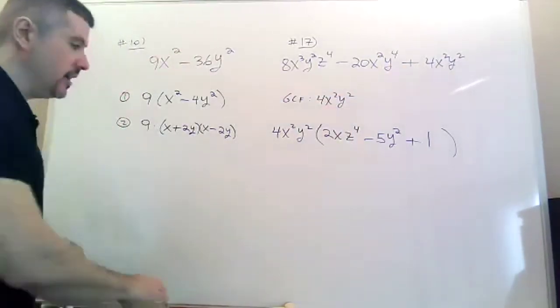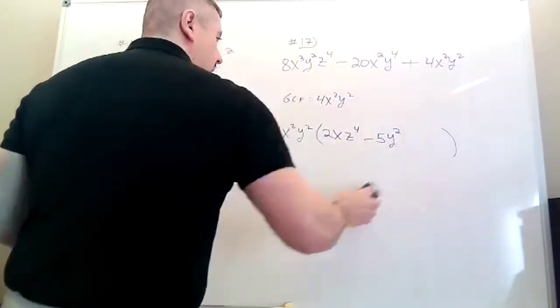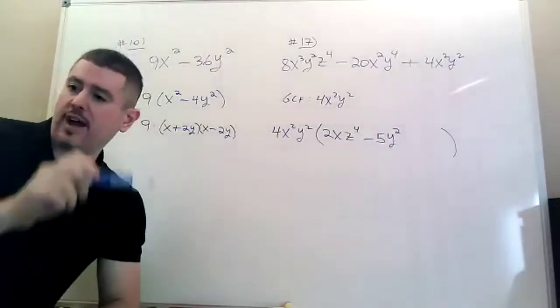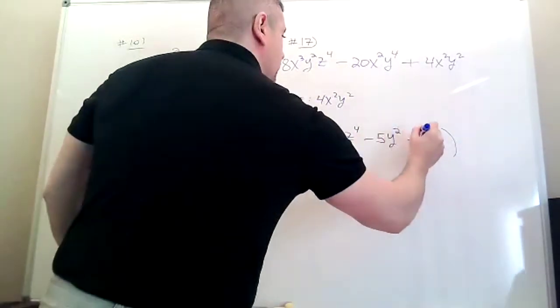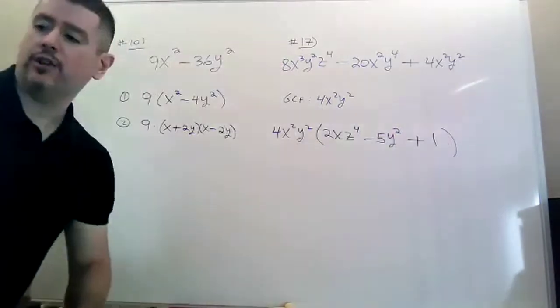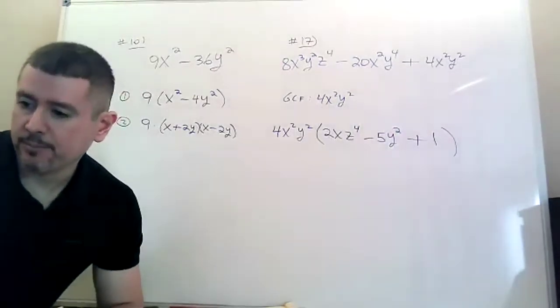GCF. This is the mistake that I see. People do that. They just cross out. They're like, oh, what did you do? You guys know it's an easy mistake to make.